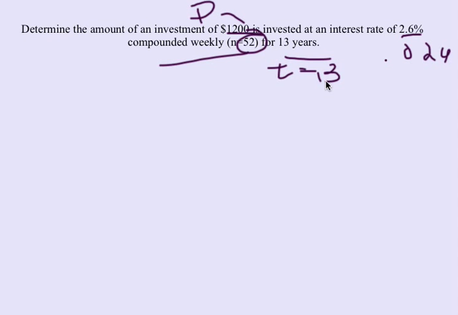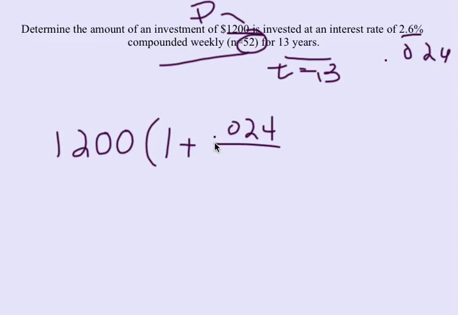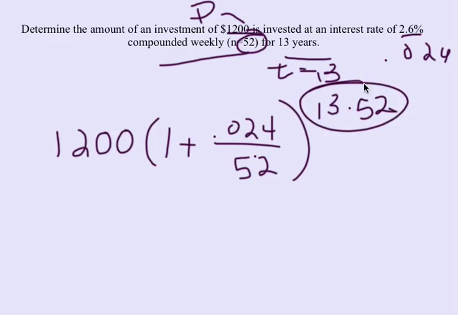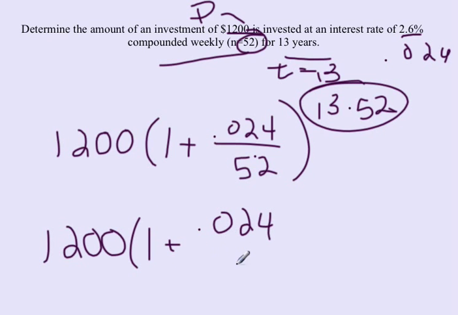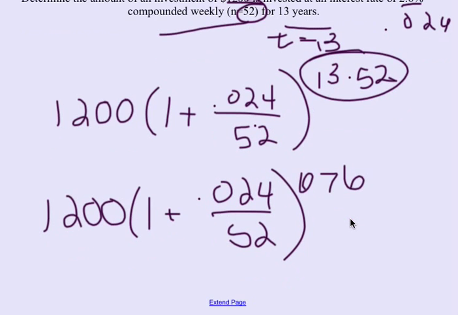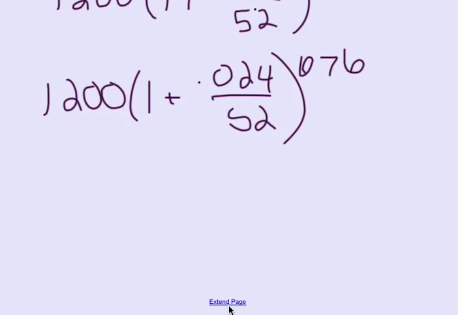So let's go ahead and write this out. So we're starting with $1,200. We're going to do 1 plus our rate, which is 0.026. Divide that by our number of times per year, which is 52. Then we're going to raise that to our number of years times the number of times per year. Remember, you want to take that extra step to multiply out your exponents. So I have this, and then when I multiply that out, I end up getting 676. So I'm going to take 1,200 times 1 plus 0.026 divided by 52 and raise that to the 676th power.